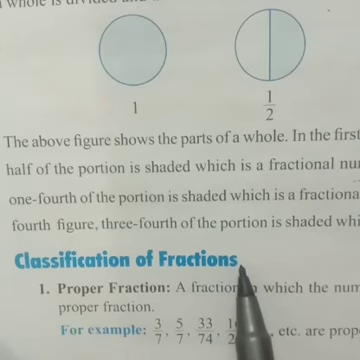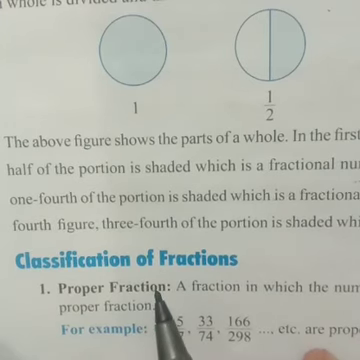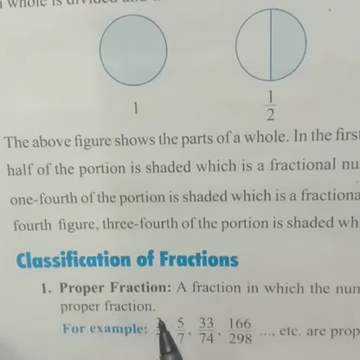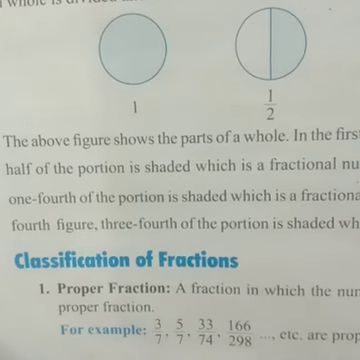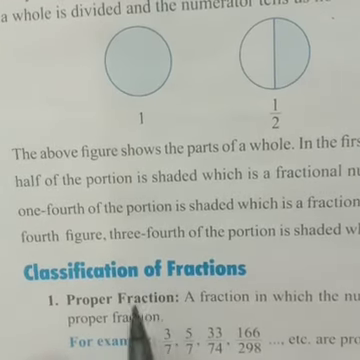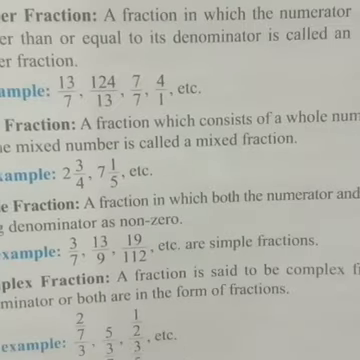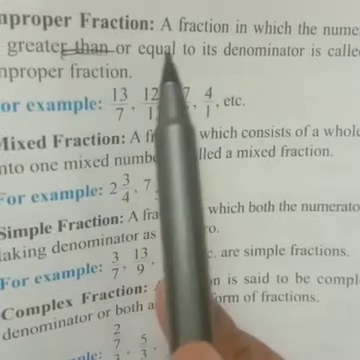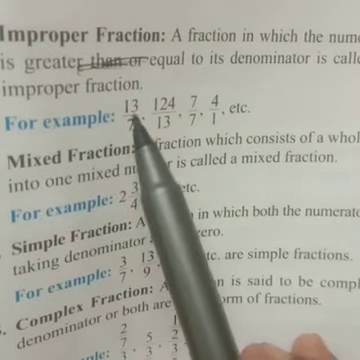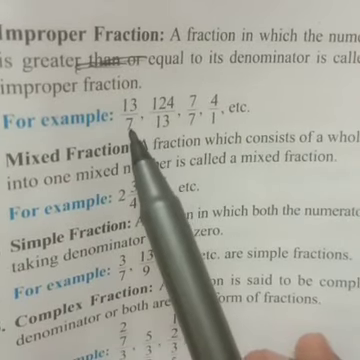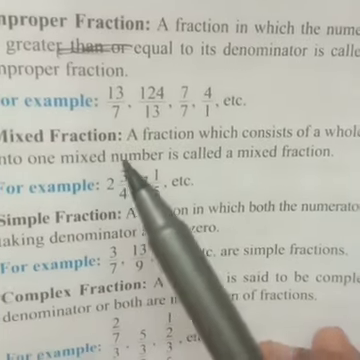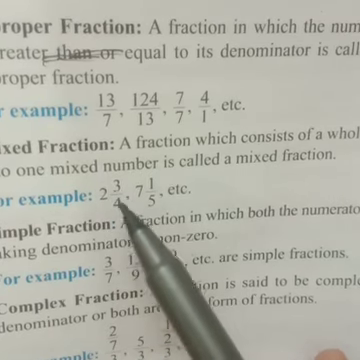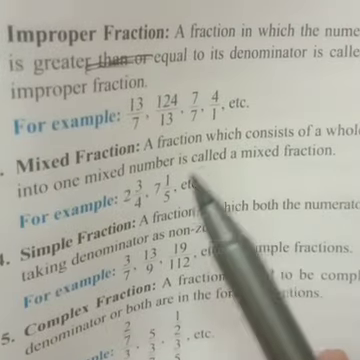Now types of fractions. You know classification of fractions. Proper fraction. What is a proper fraction? Proper fraction means numerator is less than the denominator. Improper fraction is just the opposite of proper fraction: numerator is bigger than the denominator. Mixed fraction means one whole number along with one proper fraction. That is called a mixed fraction.